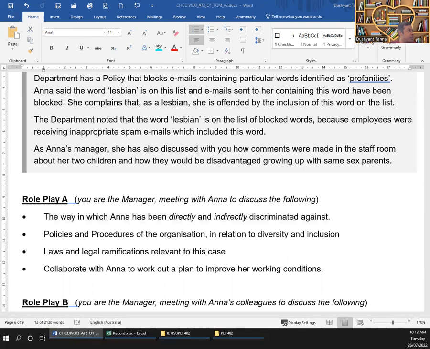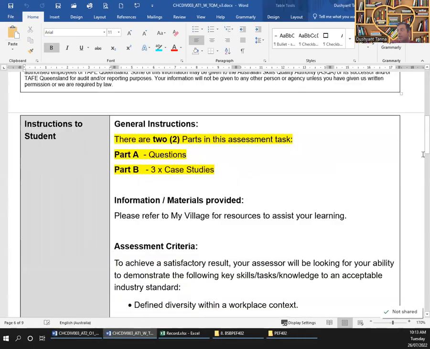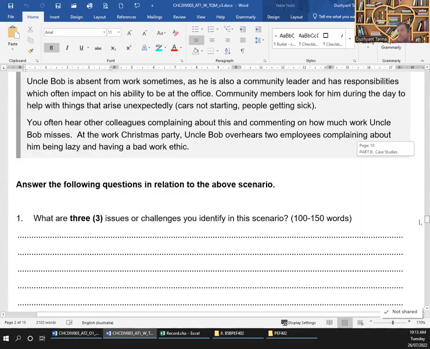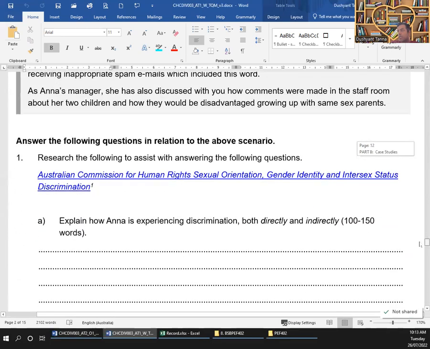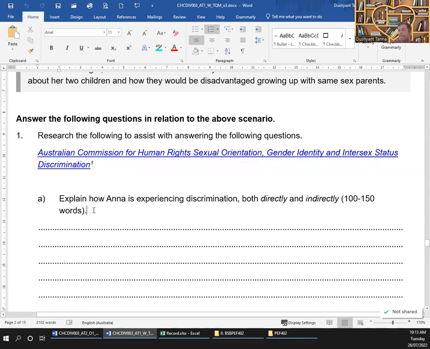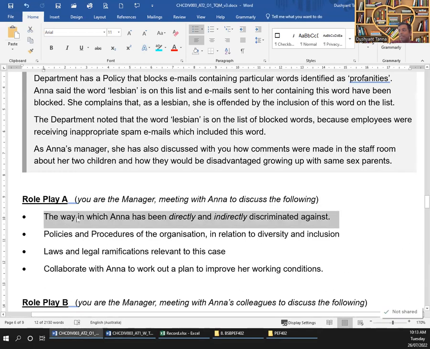Let me pull up task one quickly. Sorry. You can ignore what I'm doing for a moment. I just wanted to see. Yeah. Explain how NI experiences discrimination both directly and indirectly. That's the same thing, the way in which NI has been directly and indirectly discriminated against. So whatever you prepared in your task one is helping you out in role play A as well, isn't it?